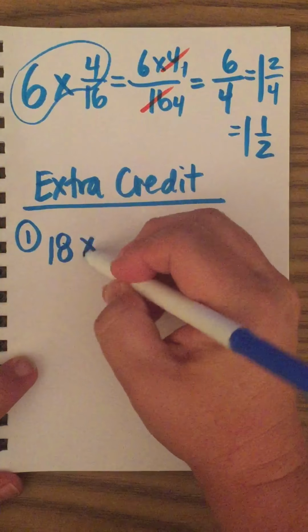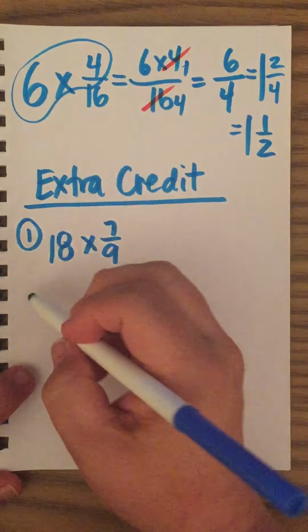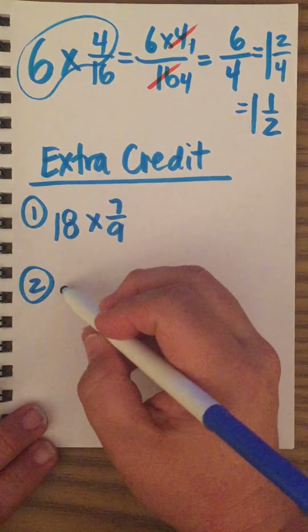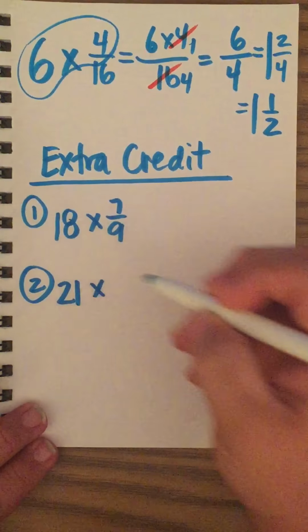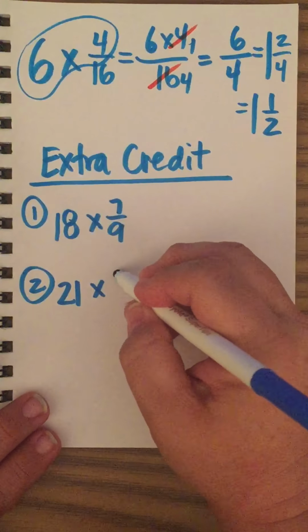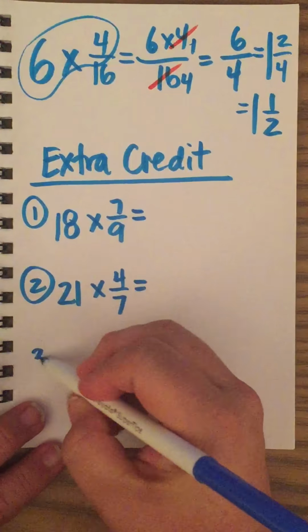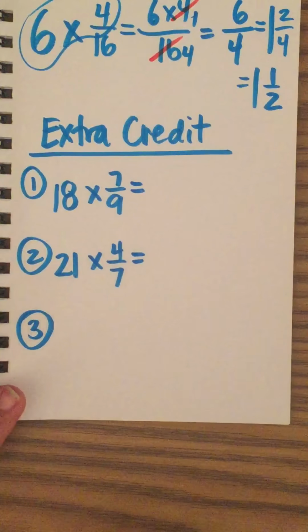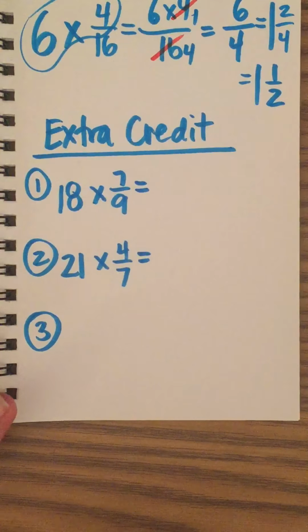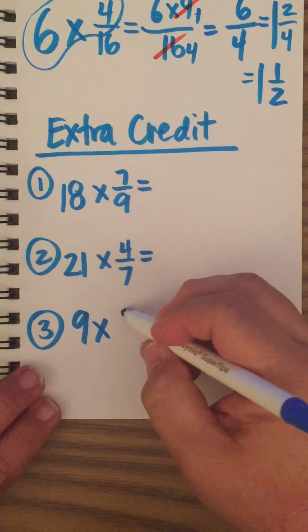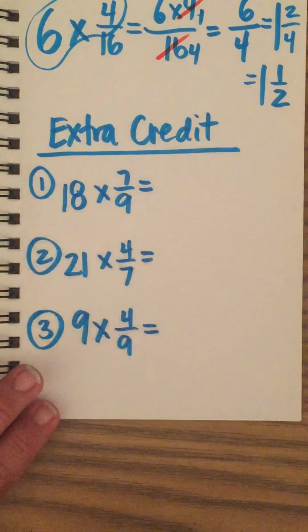Okay, let's do 18 times 7/9. That's number 1. Oh, number 2. 21 times 4/7. And 3. Hope those are in the picture there. You can see it. How about 9 times 4/9?